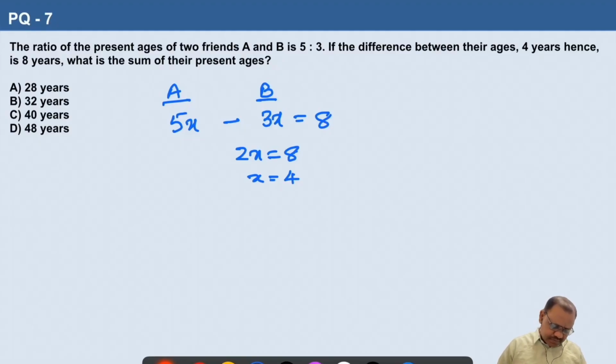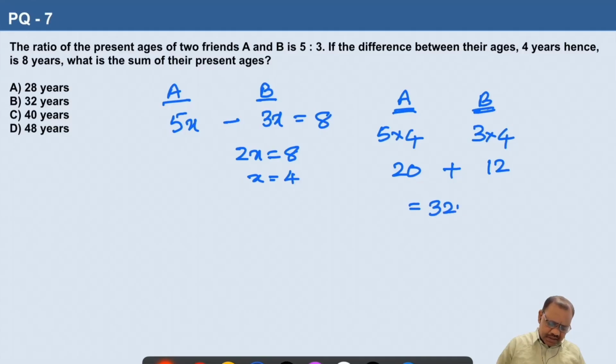So present ages of A and B, 5x that is 5 into 4, 3x that is 3 into 4. 5 fours 20, 3 fours 12. So sum of the present ages, 20 plus 12, that is equal to 32 years. This is the sum of the present ages. Option B is the right answer.